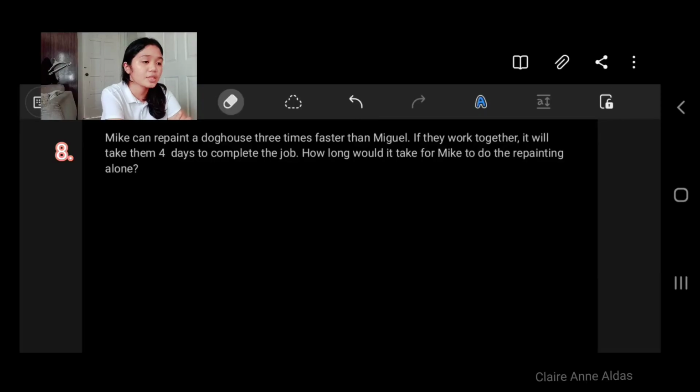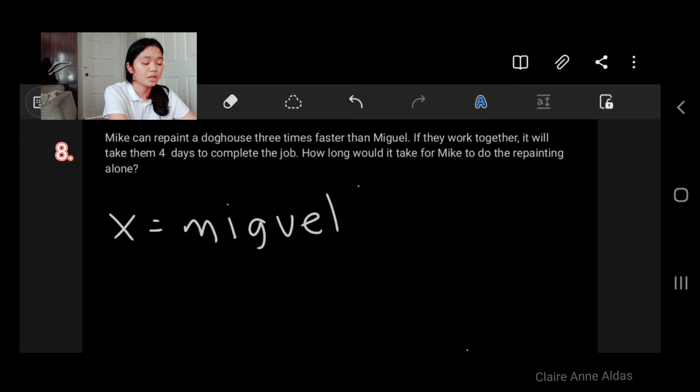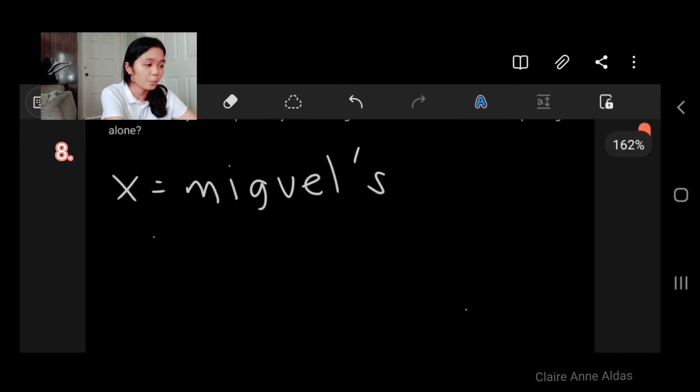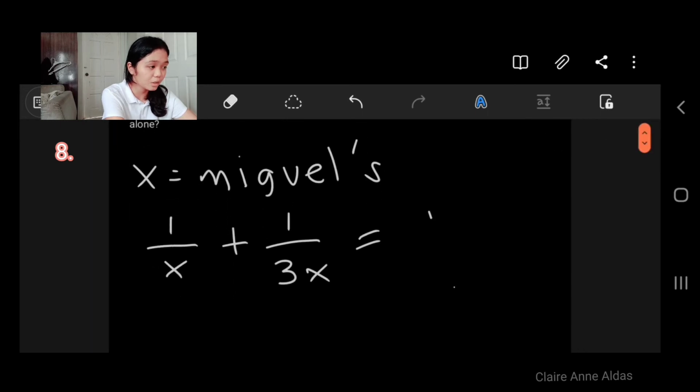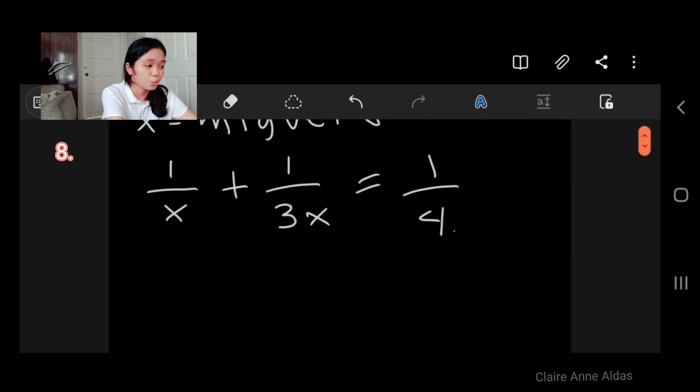Mike paints the room 3 times faster than Miguel. If they work together, it will take them 4 days to complete the job. How long would it take for Mike to do the painting alone? Let x be Miguel's working time. So 1 job over x, since this is Miguel's working time, plus 1 job over 3x, since Mike is 3 times faster than Miguel, equals 1/4 because they can finish 1 job in 4 days.